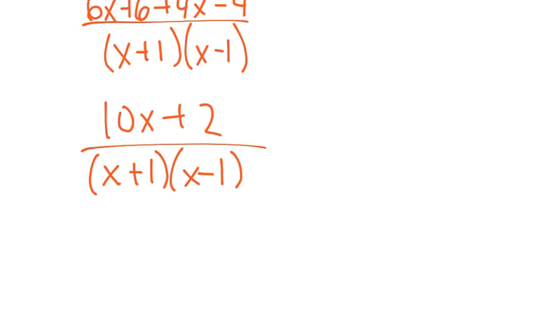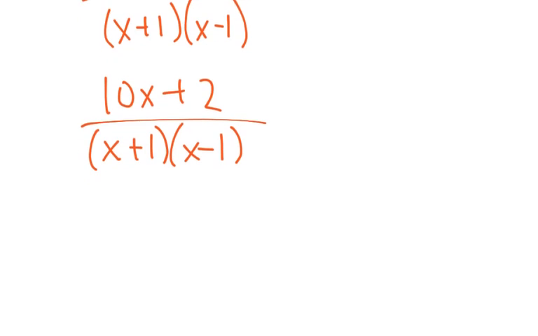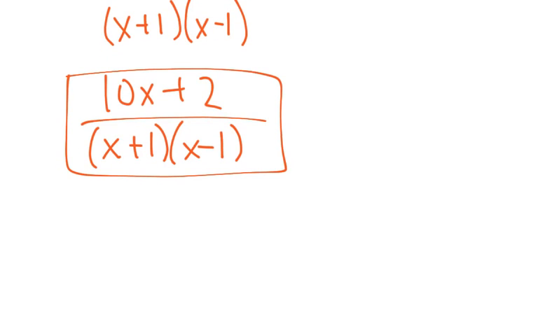Could I pull out a 2? Yeah, but that really wouldn't help me, right? So I can just leave it like that, or I could even multiply the bottoms and get x squared. Let's see, then that would be x minus 1 and x plus 1, so x squared minus 1 is what you end up with. But you don't have to.